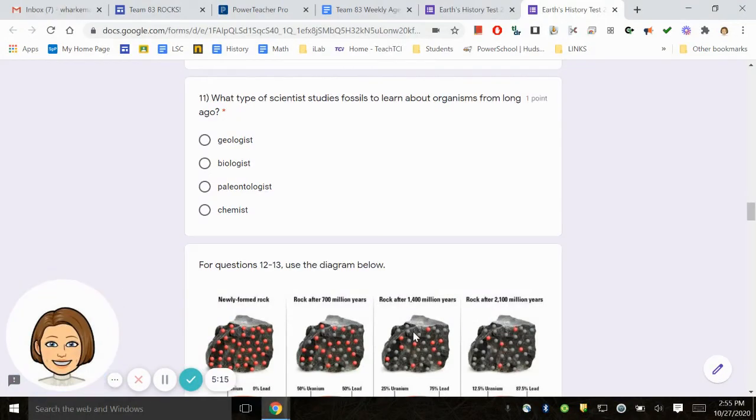Number 11. What type of scientist studies fossils to learn about organisms from long ago? Geologist, biologist, paleontologist, or chemist?